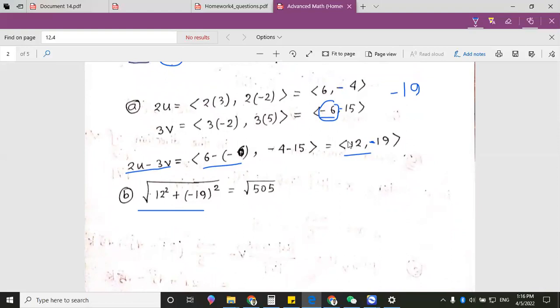Then we calculate the length. So the length will be root over 12 squared plus (-19) squared. I have calculated here, and the answer is root over 505.